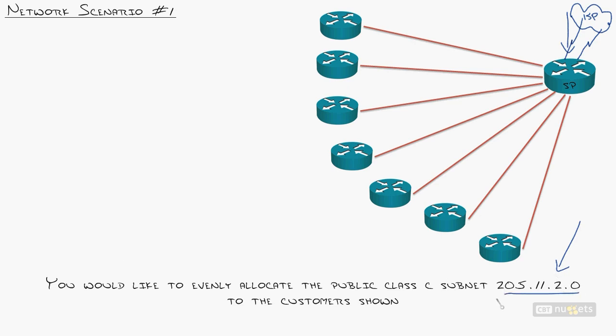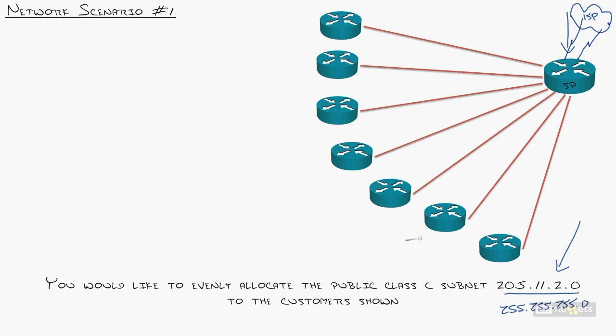205.11.2.0. So Class C, what does that tell us? Default subnet mask 255.255.255.0 that we have there, and we would like to evenly allocate that Class C subnet block between the customers shown. So I've got, let's see, 1, 2, 3, 4, 5, 6, 7, and I want to kind of divide out those IP addresses that way.